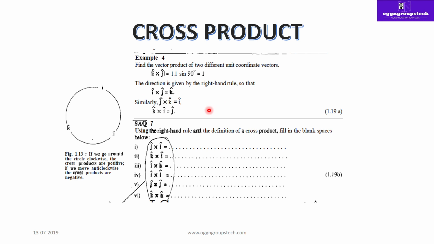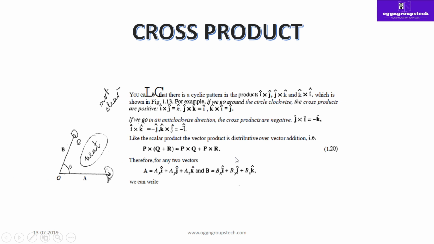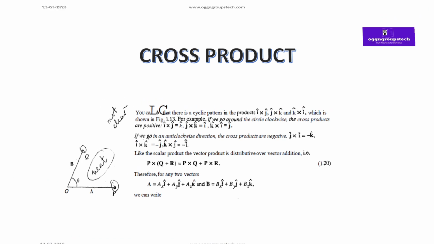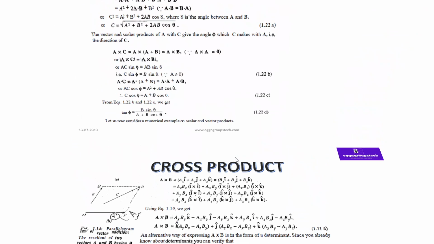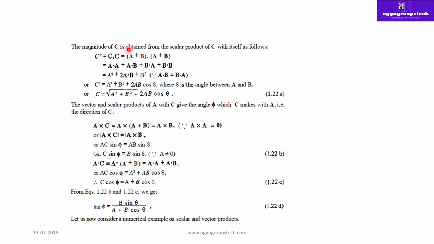Now cross product, this is also homework to be done, and this one is an example problem which we have solved. I cross J is equal to K, then J cross K is equal to I, and again K cross I is equal to J cap. Then we have solved these unit vectors, and they are represented in the determinant.